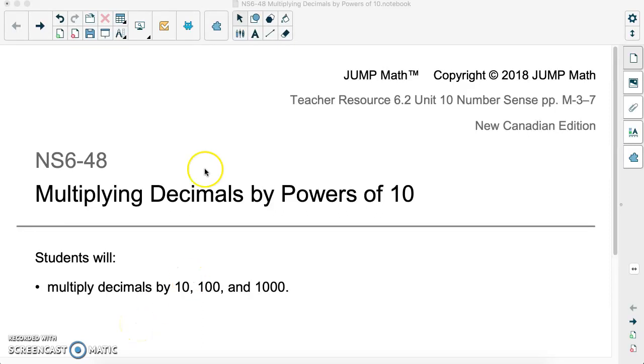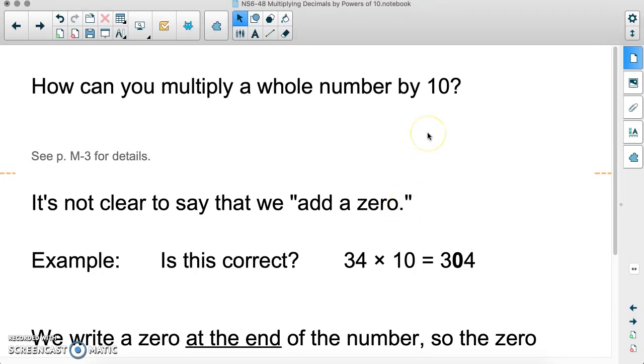Today's lesson is on multiplying decimals by powers of 10. Let's just get started with reviewing how you can multiply a whole number by 10. So remember back to when we were doing this, and to multiply by 10 we would put a 0 at the end of the number.